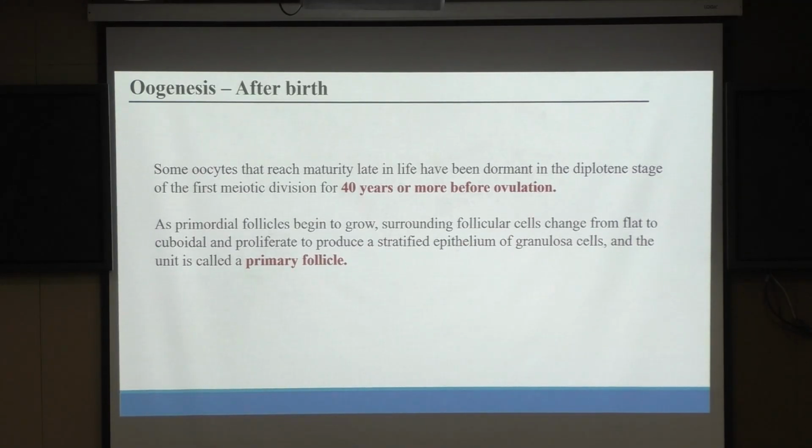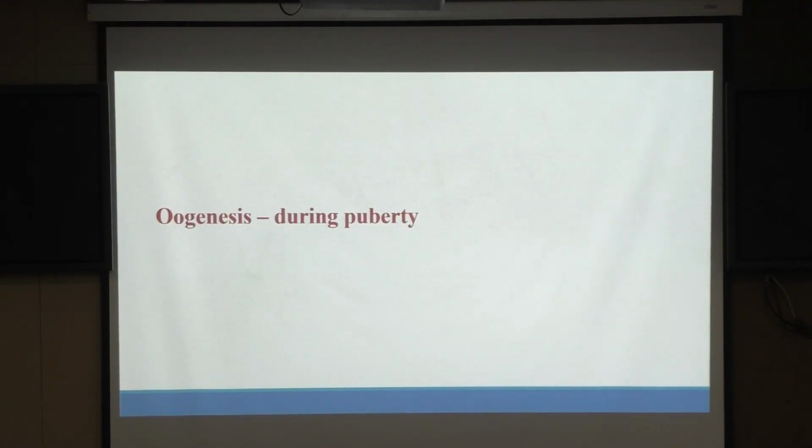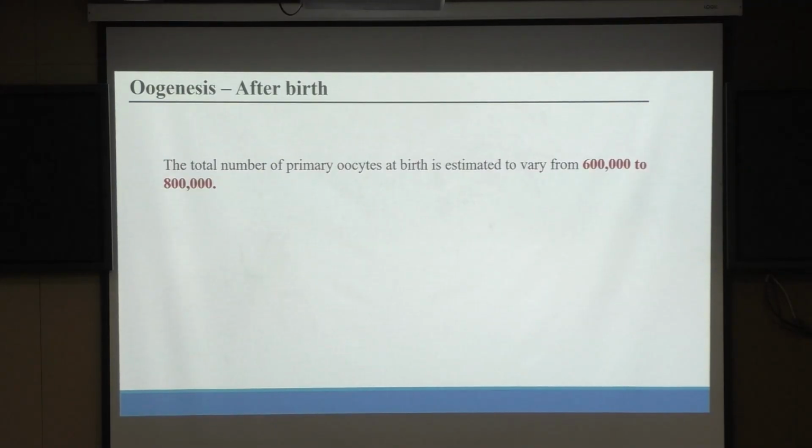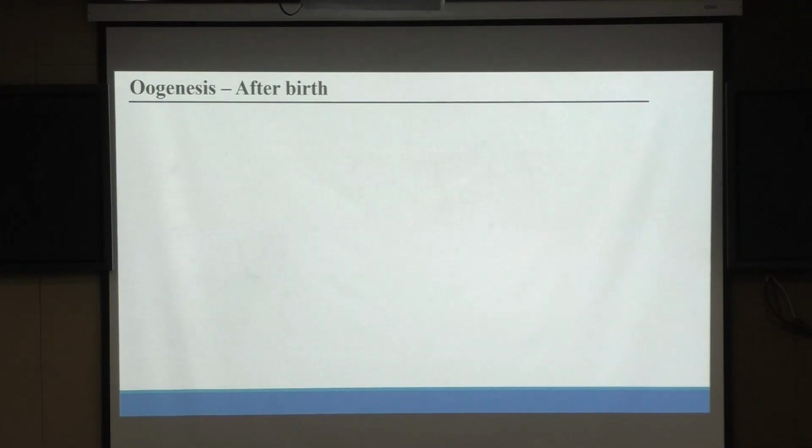So at this stage, these follicles are called primary follicles, right? So we were talking about the primordial follicle, where the oocyte is surrounded by a flattened single layer of follicular cells. This primordial follicle will become the primary follicle. So I'll just show you a picture of the primary follicle. Okay, I'll just show you that one.